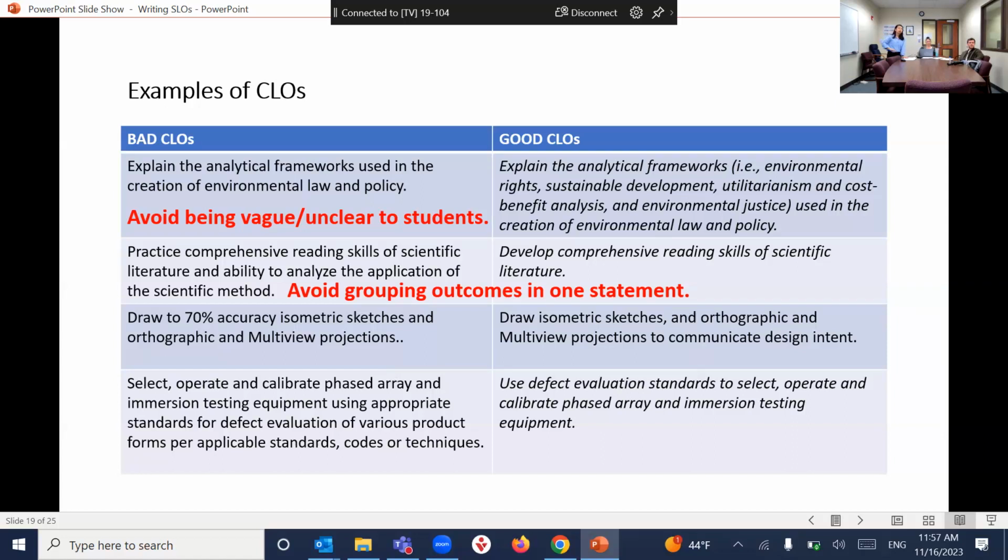Third one, draw to 70% accuracy, blah, blah, blah. This statement sounds like an assignment, not an outcome, because for an outcome, we don't need to say 70% accuracy. This is more about your grading.